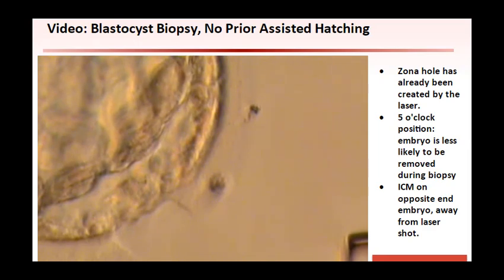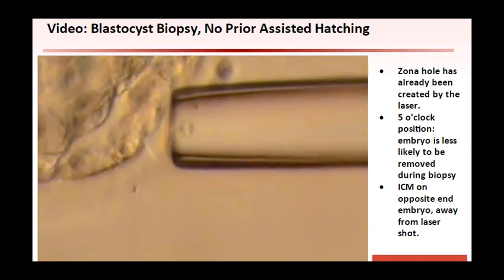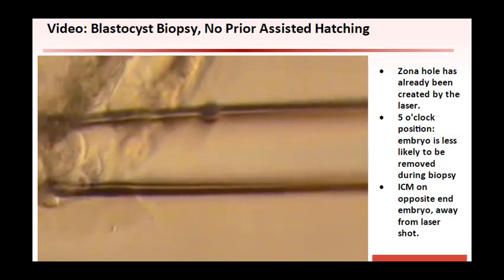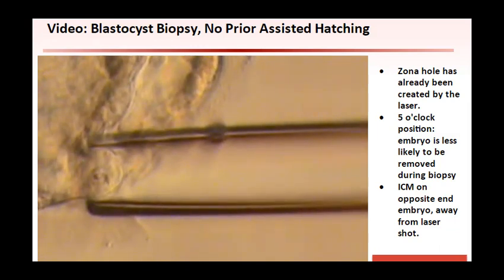This video depicts biopsy of trophectoderm cells from an expanded blastocyst that was not previously hatched on day 3. The laser is used to make a small opening at the 5 o'clock position, with the inner cell mass positioned opposite the opening and hence the laser pulses.